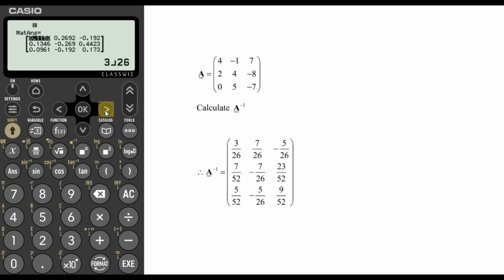We have 3 over 26, 7 over 26, minus 5 over 26, 7 over 52, minus 7 over 26, 23 over 52, 5 over 52, minus 5 over 26, 9 over 52.